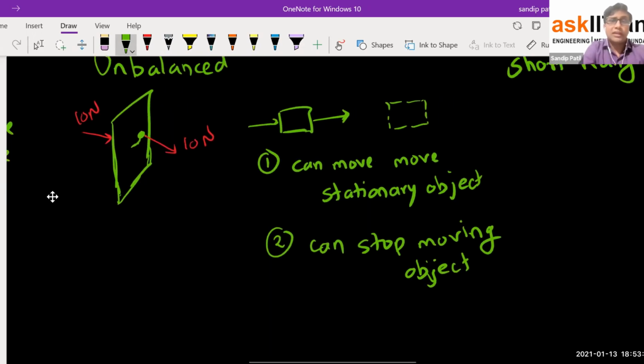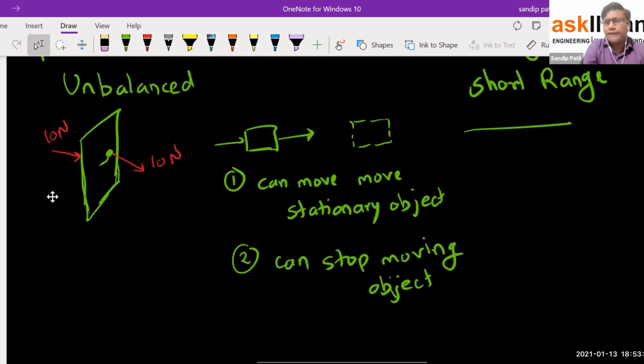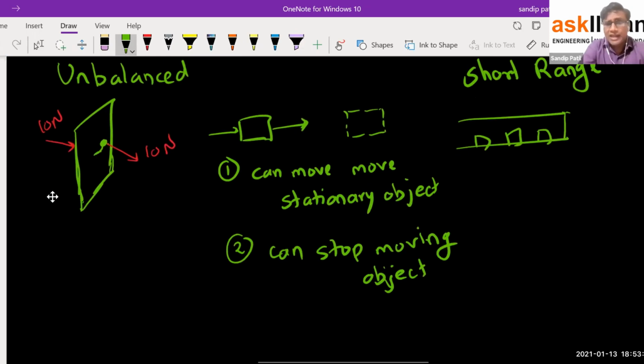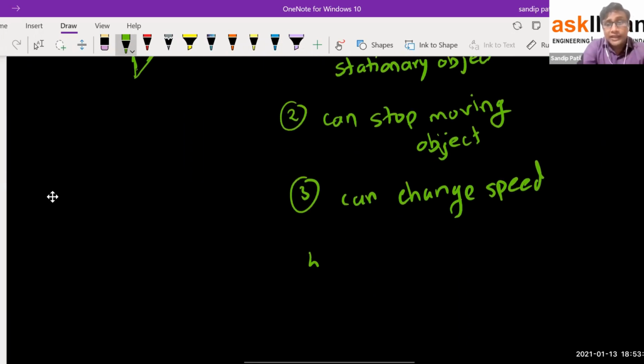You must have seen in the movies, in Spider-Man, the train is out of control, it does not have any brake, then Spider-Man comes and applies a lot of force and stops the train. So we can say this is the unbalanced force. So unbalanced force can stop the moving object. Then it can change the speed or velocity. It can change the speed. Then it can also change the direction.